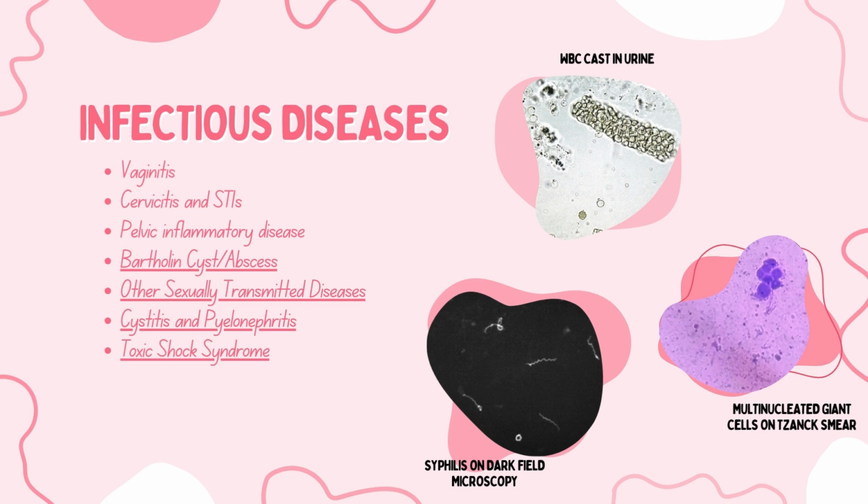Management if it is infected: I&D with or without placement of a Word catheter for continued drainage under local anesthesia. That is the first line management. There should be immediate pain relief with the drainage of the contents of the cyst or abscess. Antibiotic therapy is indicated if there's a severe infection or if the patients have risk factors for recurrent abscesses or if they have had recurrent abscesses.